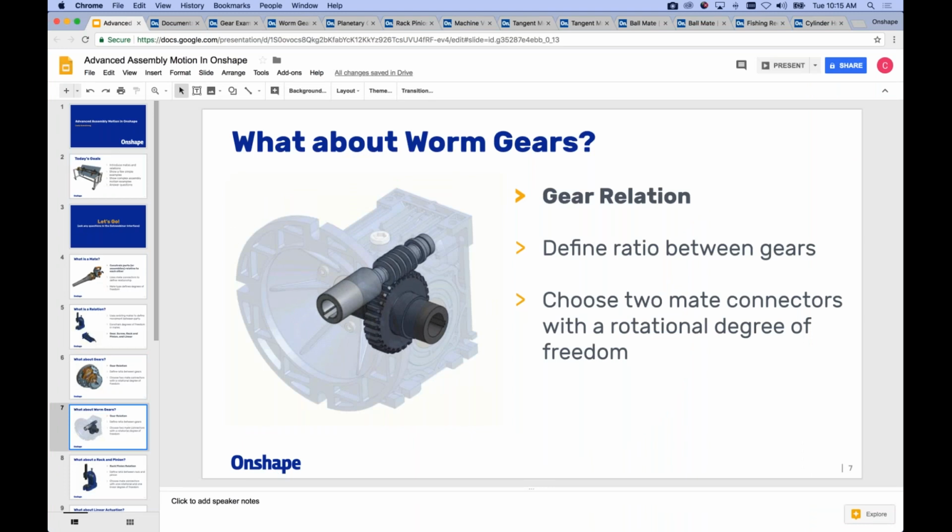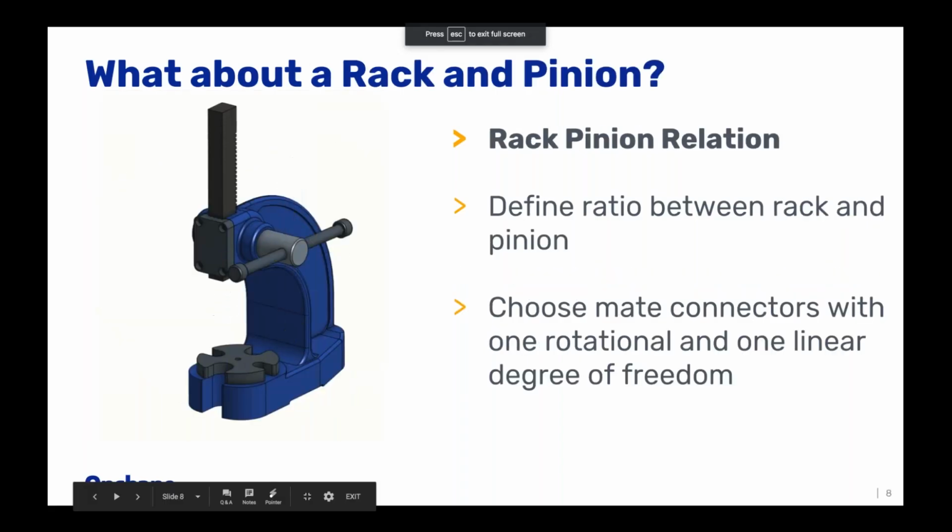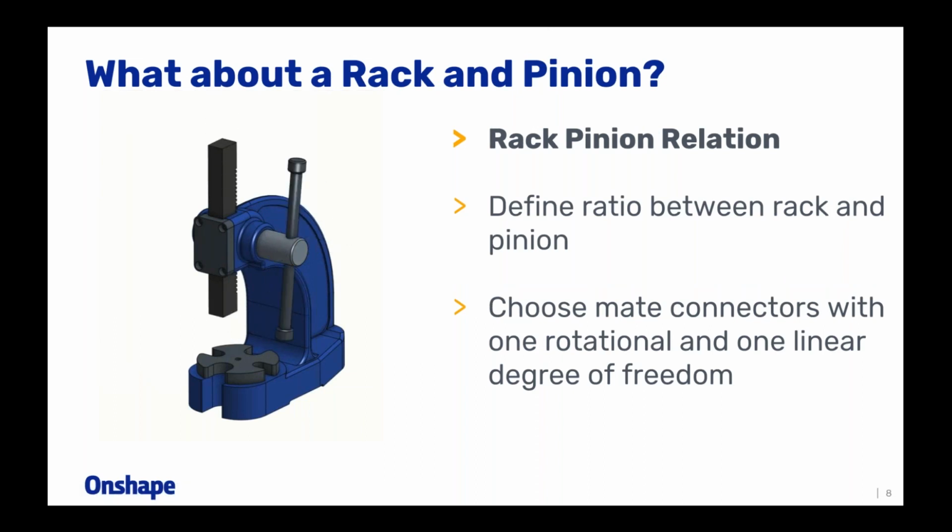All right, moving on to the next movement that we get asked about quite often: rack and pinion motion. We do have a dedicated rack-pinion relation. It allows you to define a ratio between your rack and your pinion for the amount of linear travel. Essentially, for every one rotation you get X amount of linear travel, and you define what those 2 degrees of freedom are.